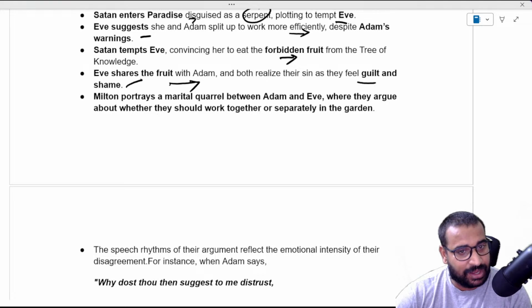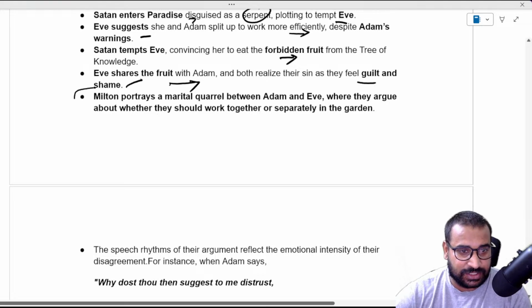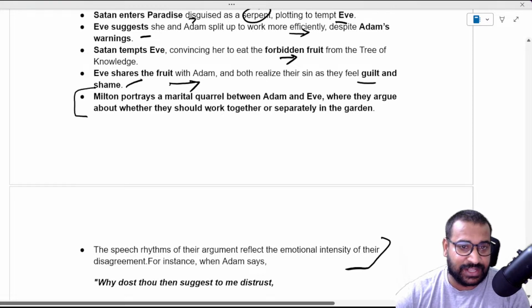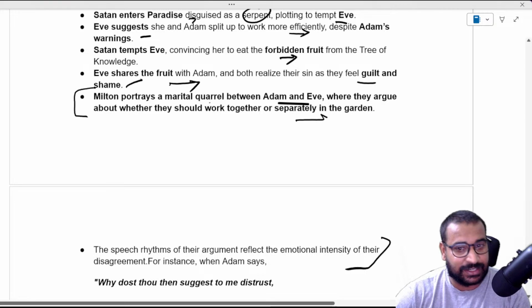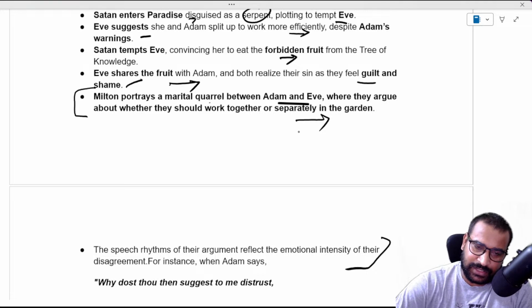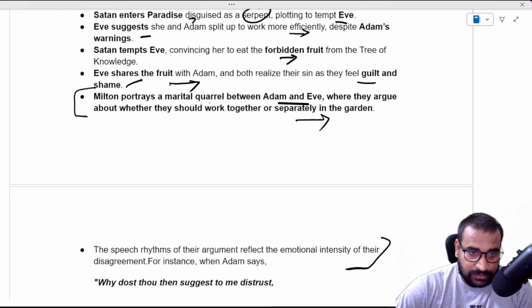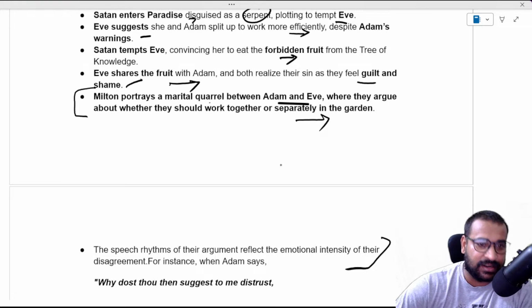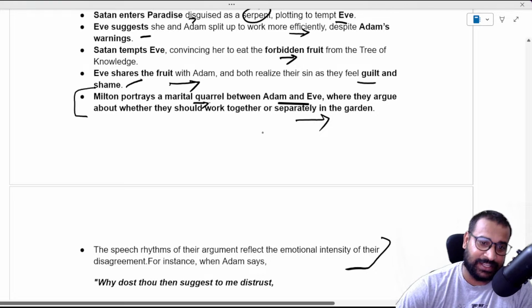And Milton portrays a marital quarrel between Adam and Eve. This was the question they asked recently in your exam. Milton portrays a marital quarrel between Adam and Eve, where they argue about whether they should work together or separately in the garden. Remember, when something happens in anyone's life, not even poets but others, it can be reflected in their work, and that's exactly what is happening here in Paradise Lost book 9, that Milton is portraying the marital quarrel between Adam and Eve.